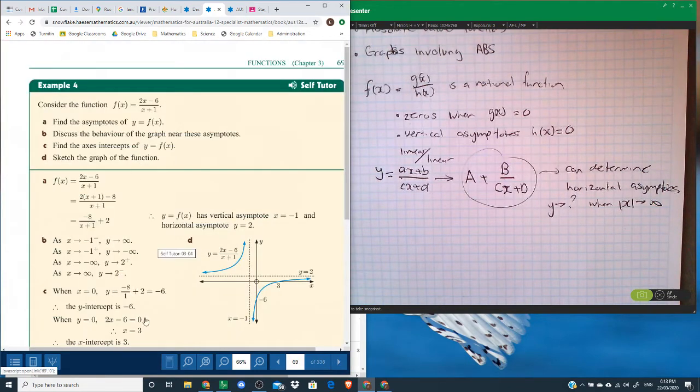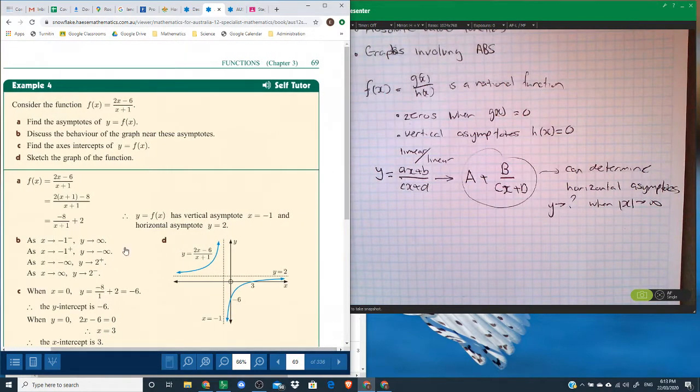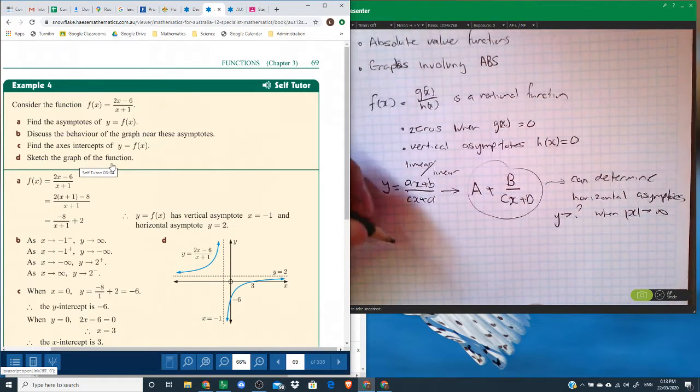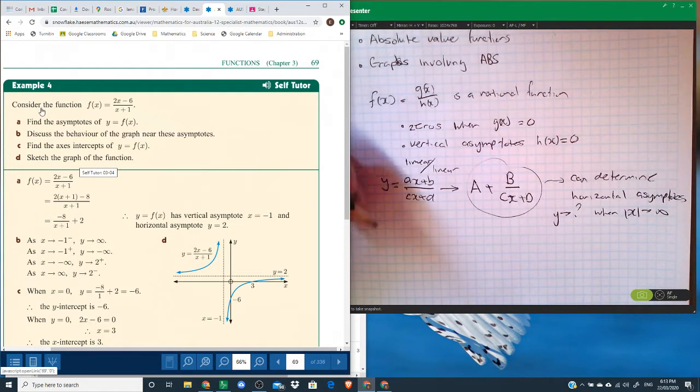All right, so consider the function y equals f of x. Discuss behavior of the graph near these asymptotes. Find the axis-intercepts of that. Sketch and graph the function. All right, so we're going to carry out, and you can actually see, I'll do it. We can do it together. You can follow along with the example as you go through.